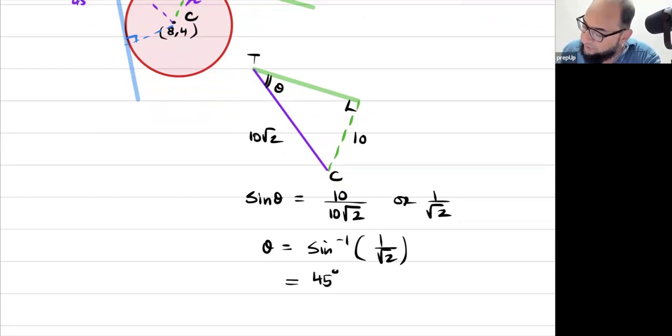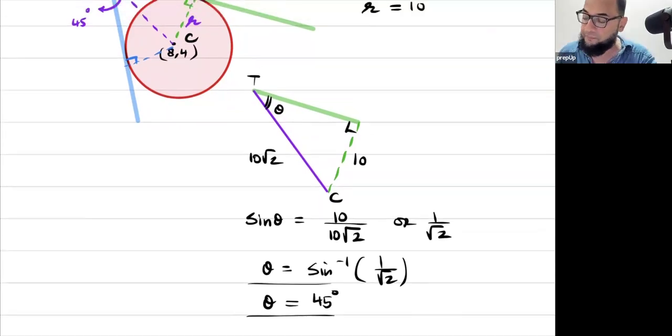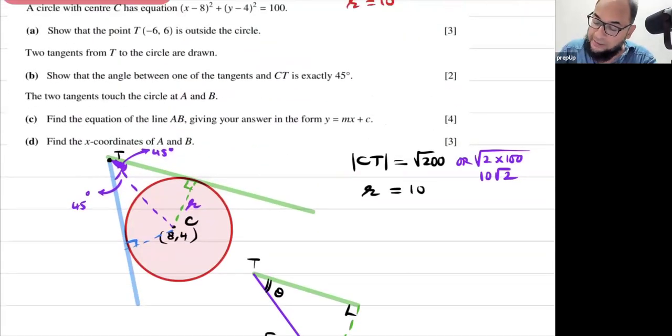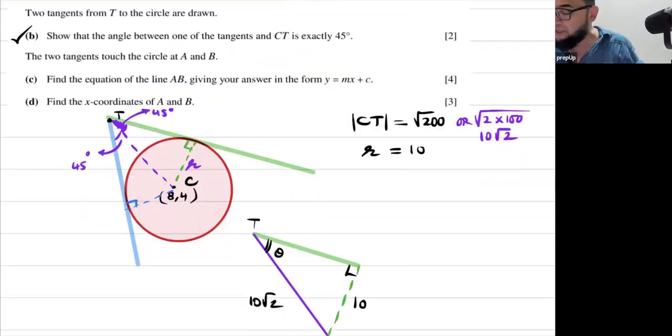So this is 45 degrees because we know how to work in the exact form. So that is the question, and that is how we would answer this part. Just have a good look at it.